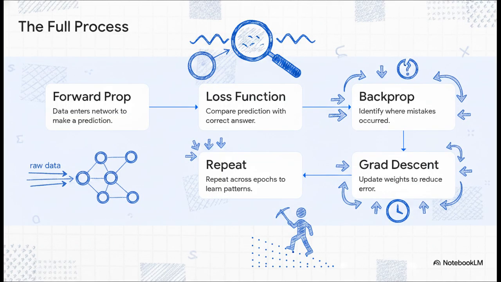So, just to rapidly summarize our entire explainer, the magic of deep learning boils down to this precise sequential loop. Raw data enters the network and does forward propagation to make a guess. The loss function scientifically measures the error of that guess. Backpropagation runs in reverse to find exactly where the mistakes occurred. Gradient descent steps downhill to update and fix those weights. And finally, you repeat this across hundreds of epochs until complex, generalized patterns are fully learned.